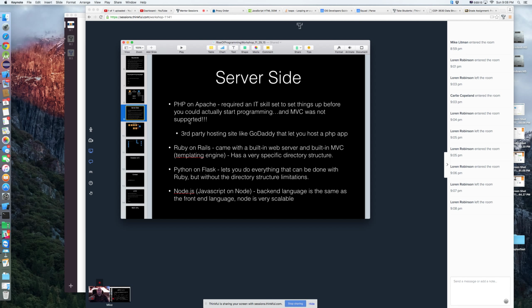Okay, so we talked about server-side, PHP on Apache, Ruby on Rails, Python on Flask, Node.js, which is effectively JavaScript on Node. These are all identical technologies.